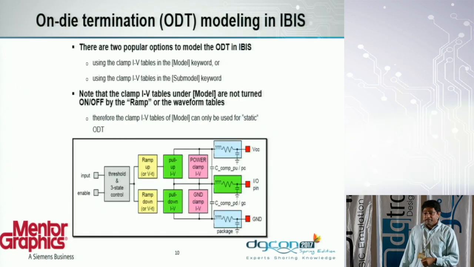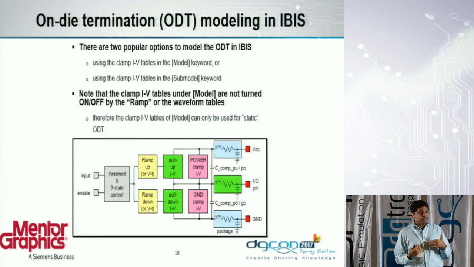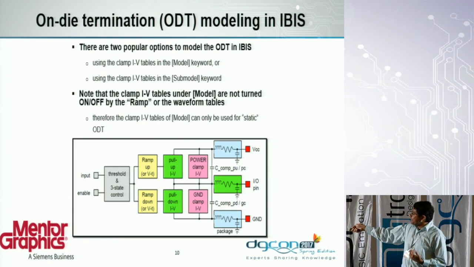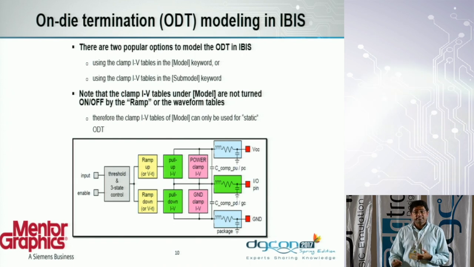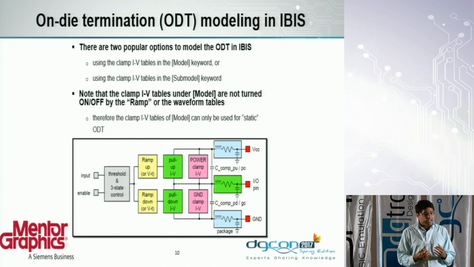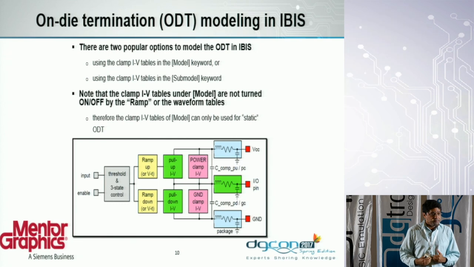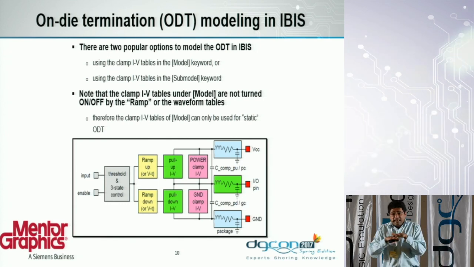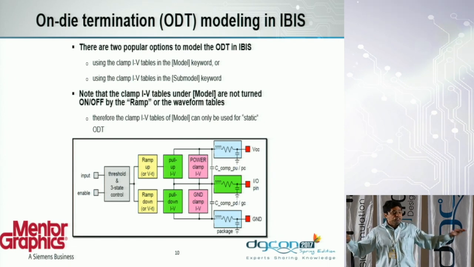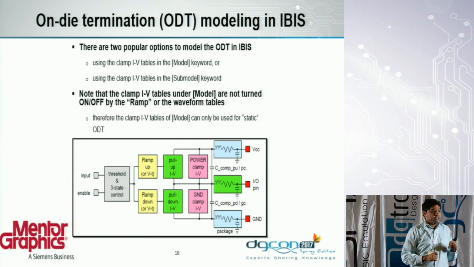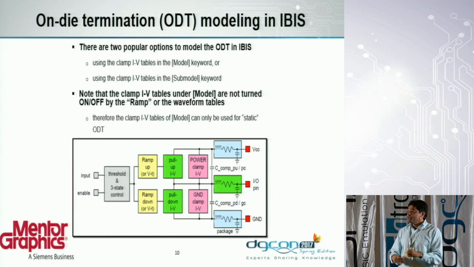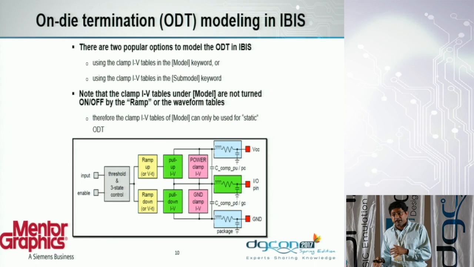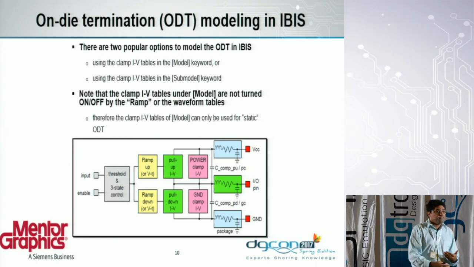Similarly, when we have ODT, that's when you're receiving the information, right now there are some IV tables, current voltage tables, which describe how that buffer behaves when some ODT is on. However, it assumes that it stays on throughout. There is no way to turn that ODT on or off. So more IV tables are going to be needed in order to describe how to turn on or turn off the ODT.